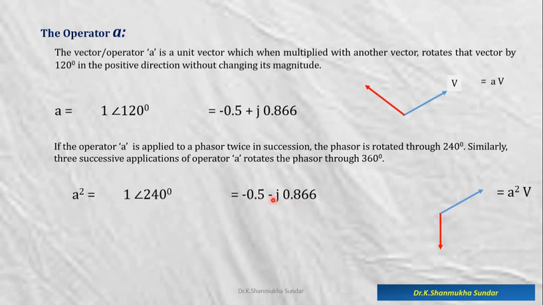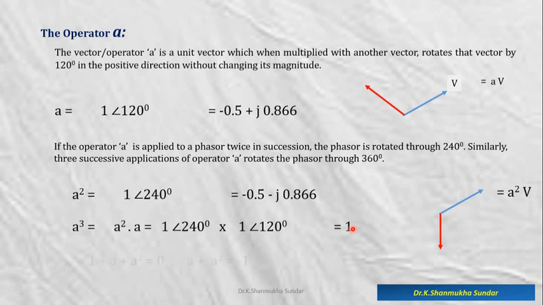Now when this operator A is multiplied 3 times with that phasor, then that phasor will rotate through an angle of 360 degrees. So how to represent that? A cube is equal to A square into A. What is A square? It is 1 at an angle of 240 degrees and A is 1 at an angle of 120 degrees. When we solve this, we will get the value equal to 1. Therefore A cube is equal to 1.